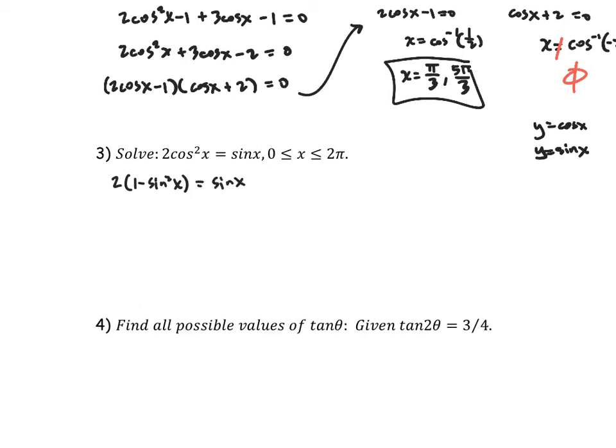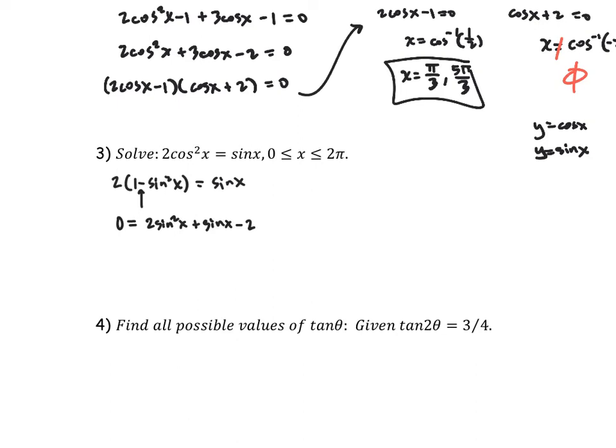And then I'm going to bring that over to the right side because I'm going to want this negative. I don't like working with a negative leading coefficient when factoring. So I'm going to bring everything over to the right side. So that would be a positive 2 sine squared x plus sine x minus 2. Okay, now we're going to factor that one.